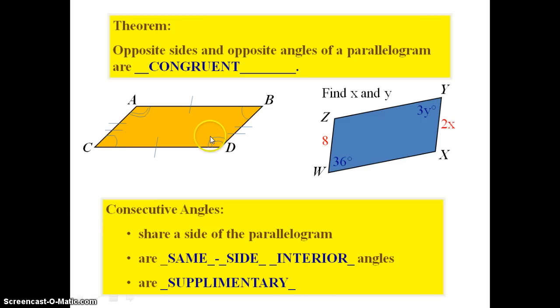Now consecutive angles. Consecutive means next to, so we're looking right here at B and D, those are consecutive. A and B are consecutive. Consecutive angles are going to be same side interior angles. Because AB and CD are parallel, that means that these two angles would be same side interior or consecutive interior, which means that they are supplementary. So when you're looking at a parallelogram, consecutive angles are going to be supplementary.